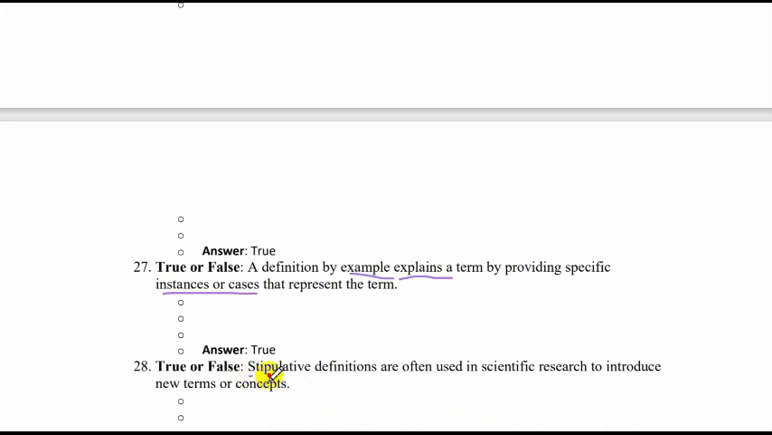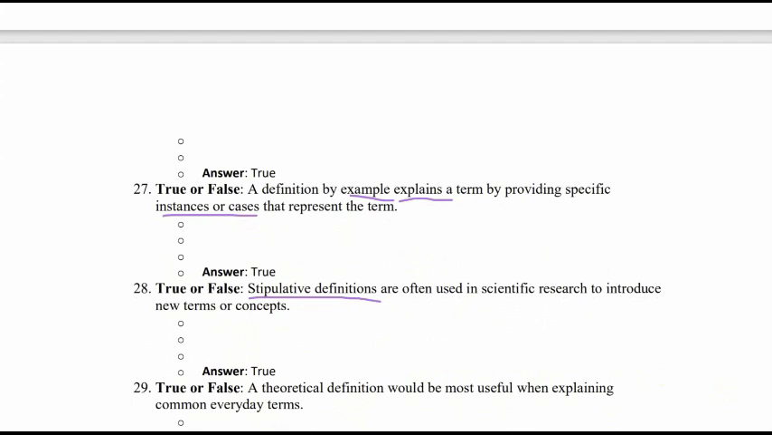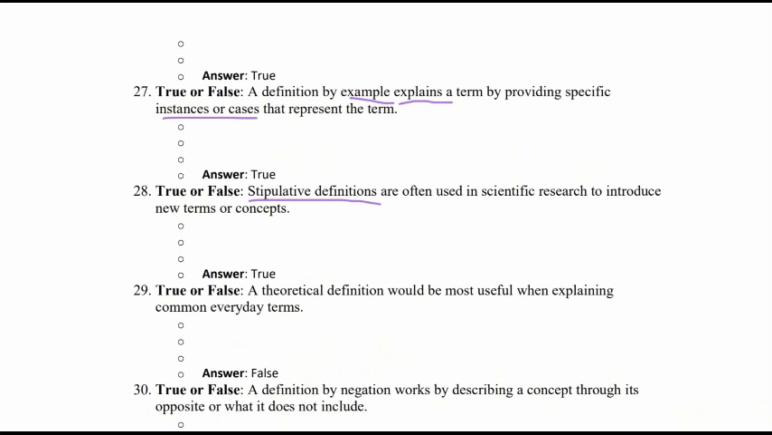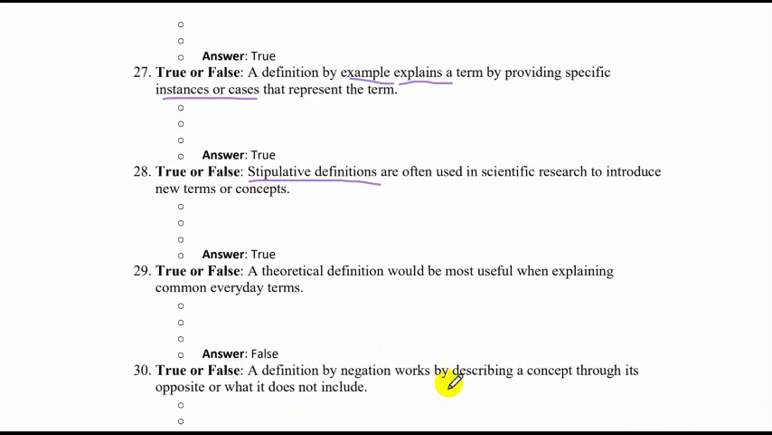Stipulative definitions, we just saw what a stipulative definition is, are often used in scientific research to introduce new terms or concepts. Right, true. A theoretical definition would be most useful when explaining common everyday terms. Let's check the answer. It's false. It was lexical definition. A definition by negation works by describing a concept through its opposite, or what it does not include. Correct. True.